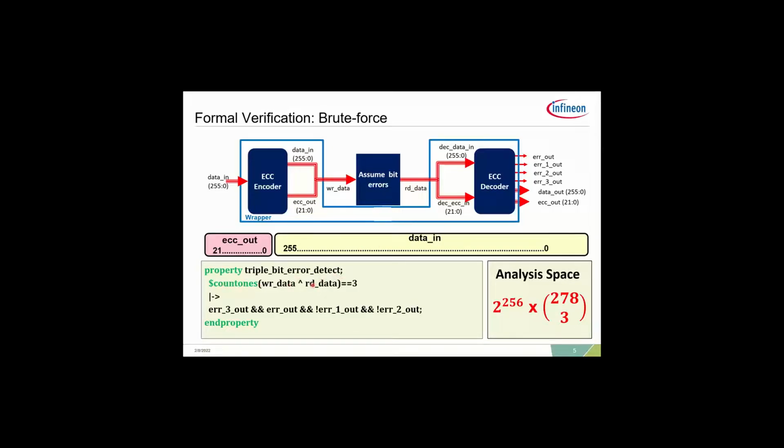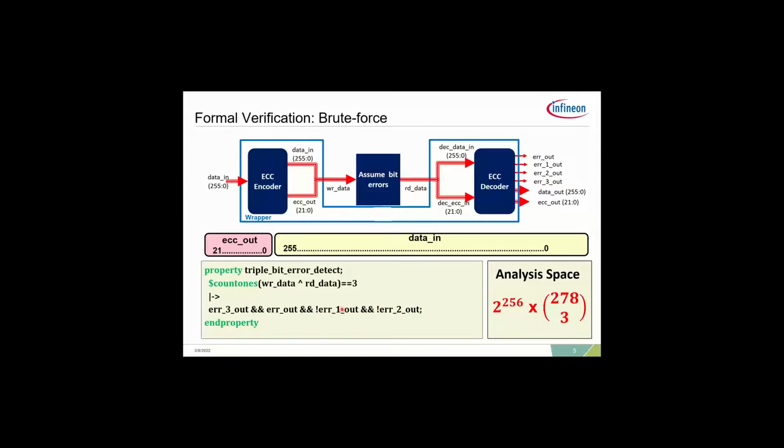We are counting the number of bit positions in which these 2 vectors differ, and we are assuming that there is a 3-bit error, that means 3 bit positions that differ. And we have to prove that whenever this condition occurs, the correct signals are set. For example, the error out should be 1, indicating that there has been an error. Error 1 out and error 2 out should be 0, and error 3 out should be 1. That's what this property is written to check.